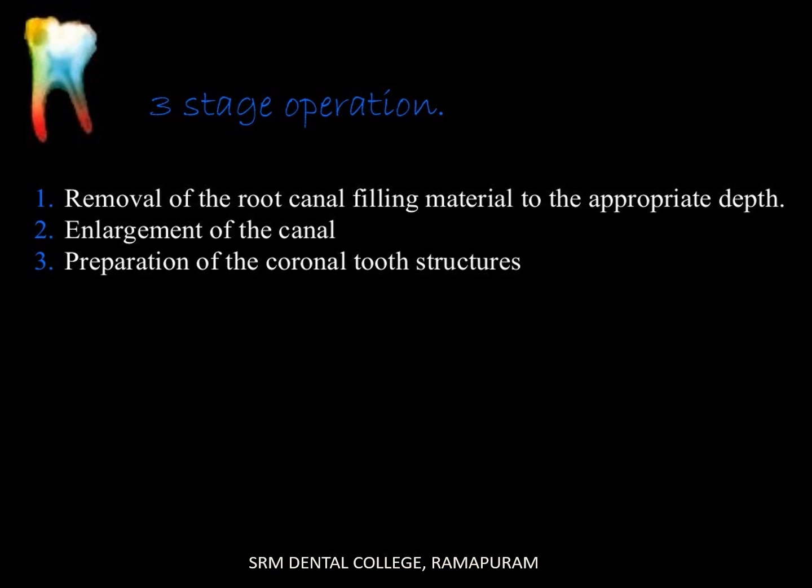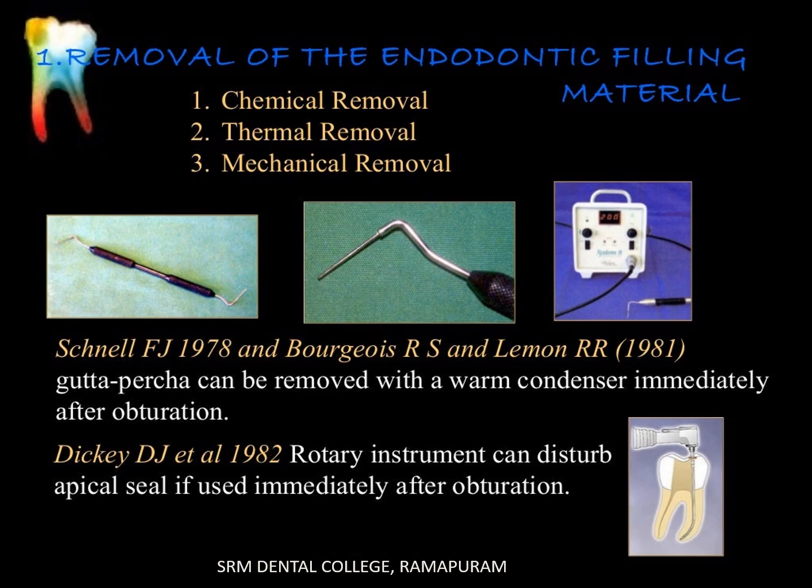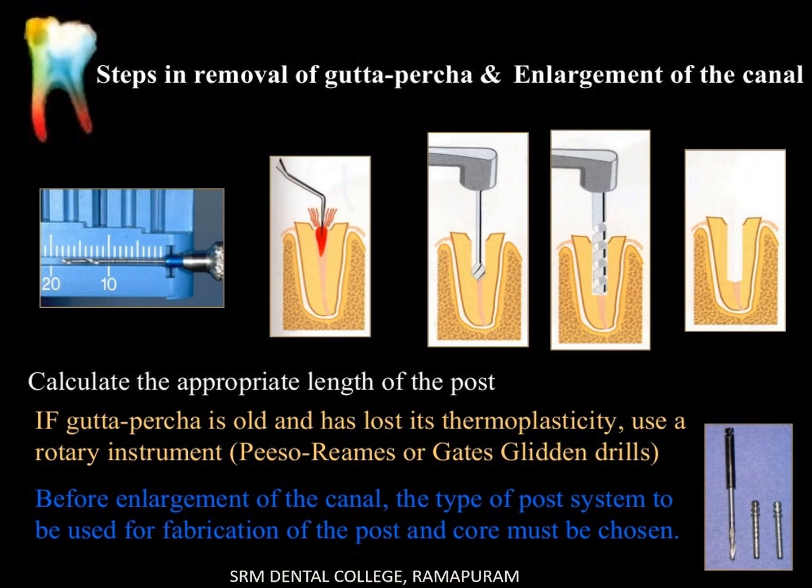Preparation of the post and the core is a three-stage operation. It involves removal of the root canal filling material to the appropriate depth, followed by enlargement of the canal and preparation of the coronal tooth structure. The endodontic filling material can be removed by chemical removal, thermal removal using heat, or mechanical removal. Rotary instruments can disturb the apical seal if used immediately after obturation.